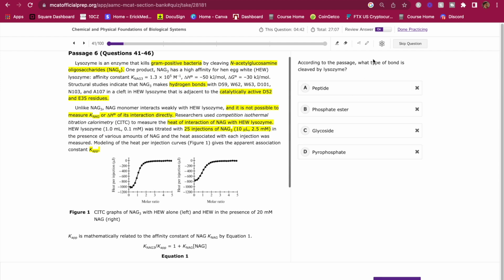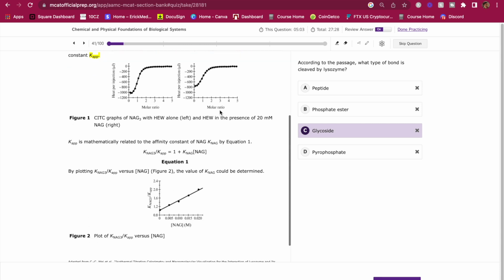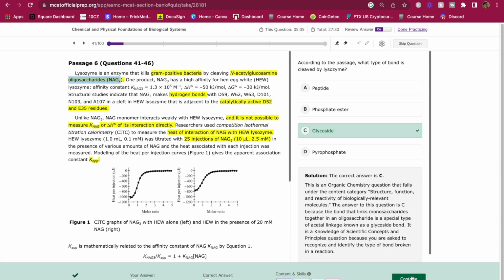According to the passage, what type of bond is cleaved by lysozyme? I told you the questions are easy. What bond is cleaved? N-acetylglucosamine oligosaccharides. What's a saccharide? It's a carbohydrate, made out of glucose from glycosidic bonds. The answer is this. I'm confident in my answer choice, so we're going to keep going.